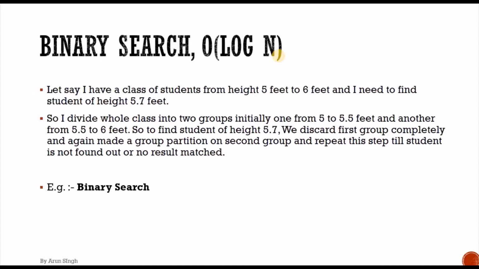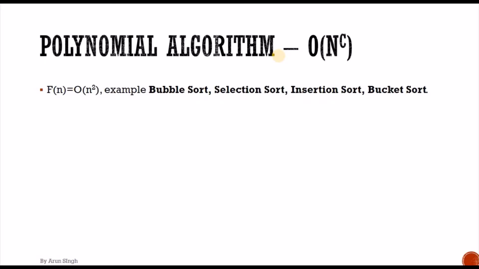Next is the polynomial algorithm. A polynomial algorithm has a big O notation of n raised to the power c. This c depends on the polynomial function. If it is binomial, this c would be 2. For trinomial, this c would be 3. If I say O is equal to n raised to the power 2, examples would be bubble sort, selection sort, insertion sort, bucket sort.